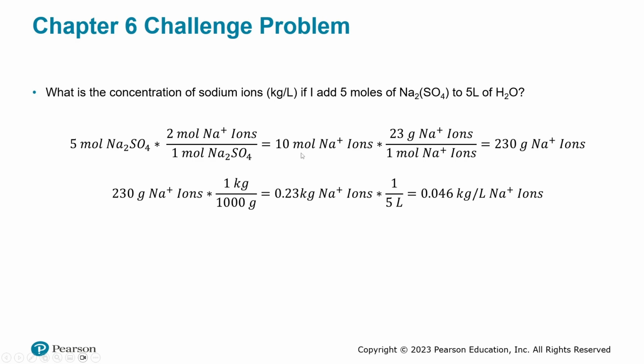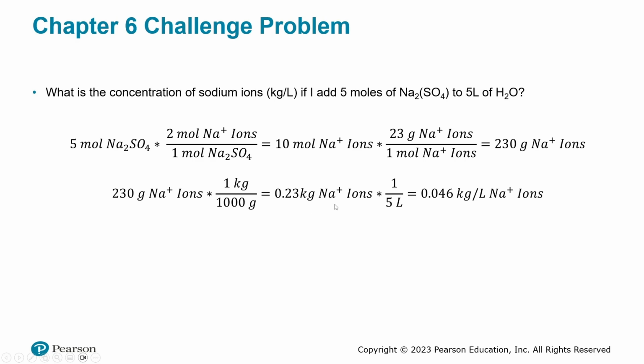We then want to convert to grams using our molar mass. We can convert by multiplying by the molar mass. Moles of sodium ions will cancel out, and we'll just have grams of sodium ions. Once we have grams of sodium ions, we can then just do our metric conversions from Chapter 2, 1 kilogram in every 1,000 grams, or vice versa, depending which way we're converting. Grams will cancel out, and we'll be left with 0.23 kilograms of sodium ions.